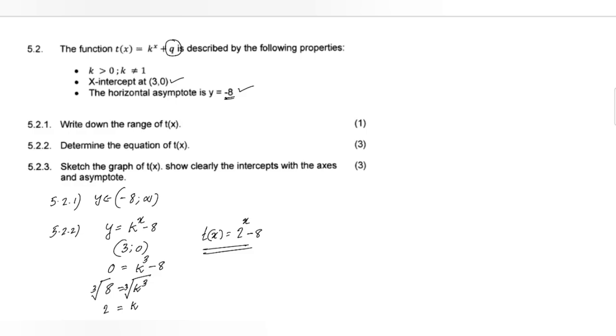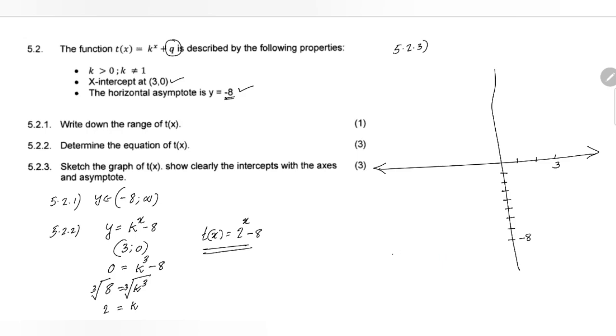All right, guys. Now the last question, 5.2.3. You have to sketch the graph. So for sketching, you need the y-axis and x-axis. Then the x-intercept, we know that is 3, that is 1, 2, 3, isn't it? Then the asymptote y is equal to minus 8, that is minus 1, minus 2, minus 3, minus 4, minus 5, minus 6, minus 7, minus 8 here. So you have to draw the asymptote.